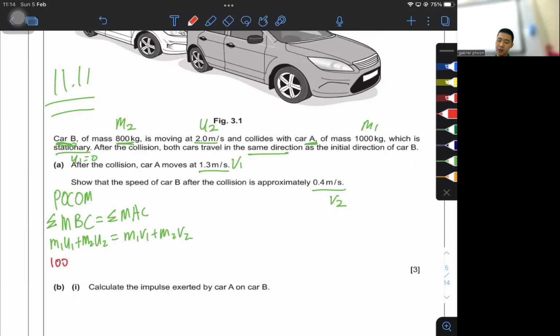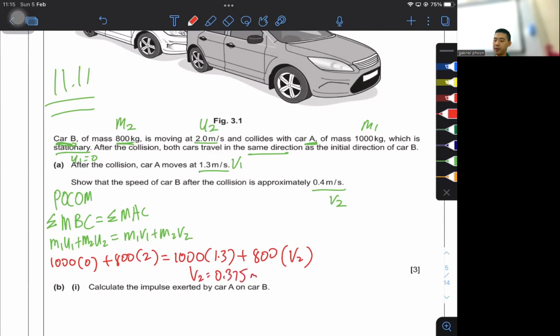M1 would be 1,000, your U1 would be 0, plus your 800 multiplied by 2, equals your 1,000 multiplied by 1.3, plus your 800 multiplied by V2. Then you do your algebra, and you should be able to get V2 equals 0.375 meters per second, which is approximately 0.4 meters per second. Everyone got this, right? Yes.